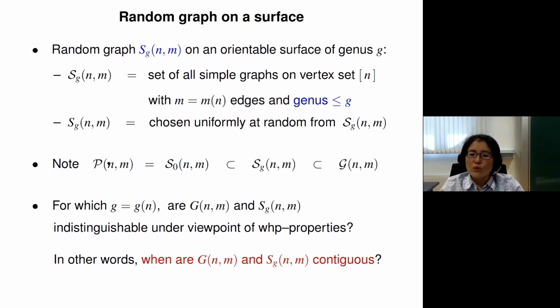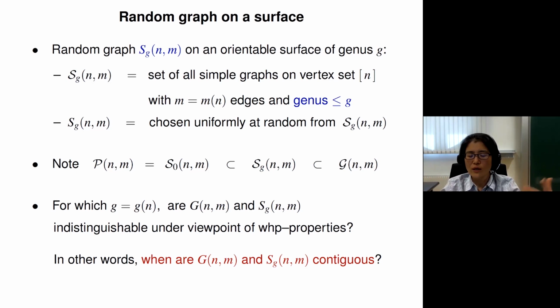When you look at such an inclusion, one of the natural questions is for which genus g, depending on n, are two random graphs, G(n,m) and S_g(n,m), indistinguishable. But indistinguishable in what sense? We are talking about two probability spaces. So we restrict ourselves to the properties, every property that holds with high probability.